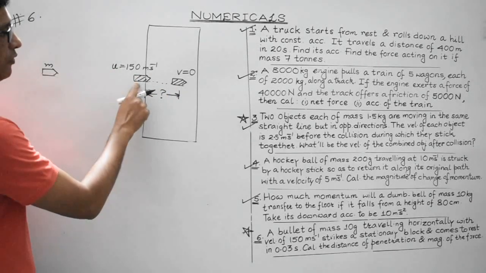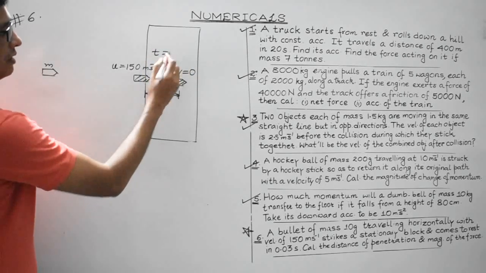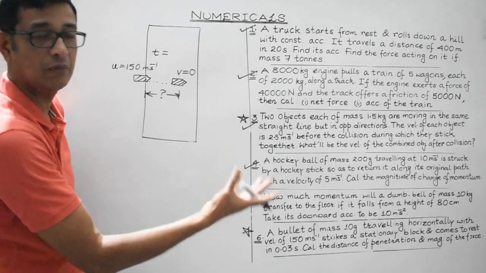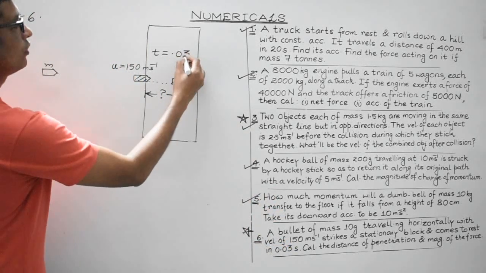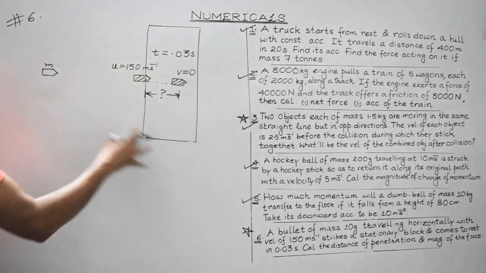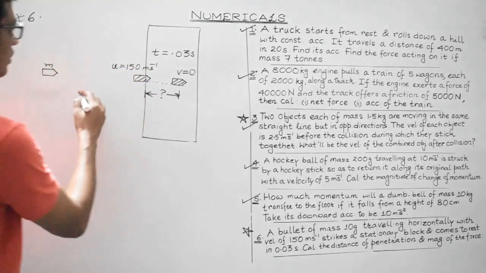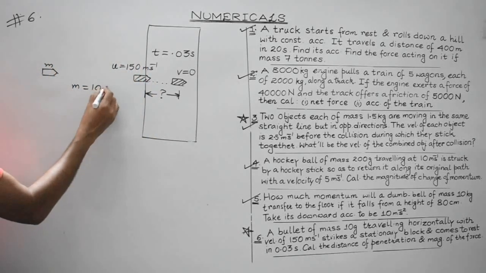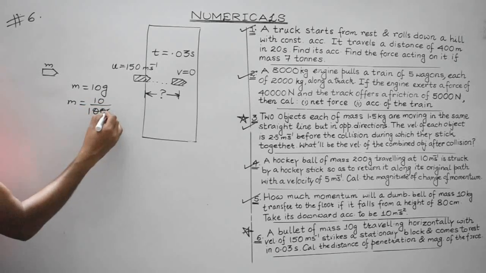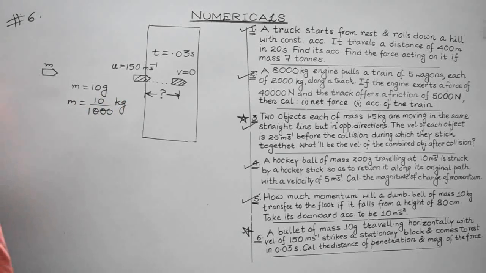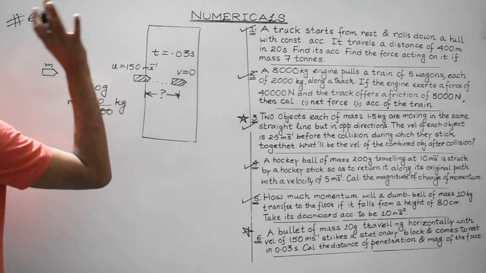So initial velocity is 150 meter per second and final velocity V is 0. And during what time does its final velocity become 0? That is 0.03 seconds. So these are the given information. The mass of the bullet is also given. It's given to be 10 gram. Don't forget to convert it to SI, so it will be 10 divided by 1000 kg. Right, students?